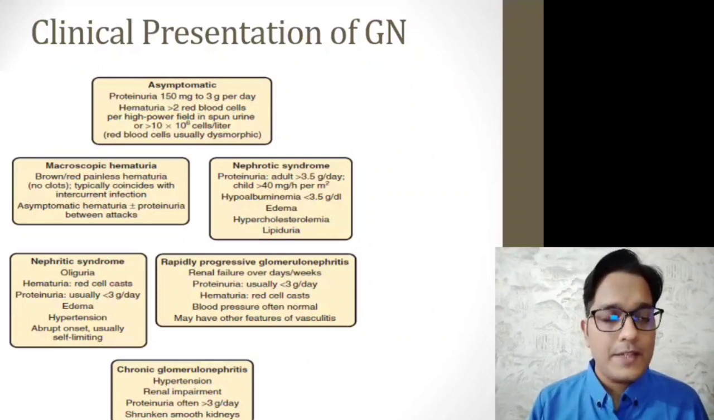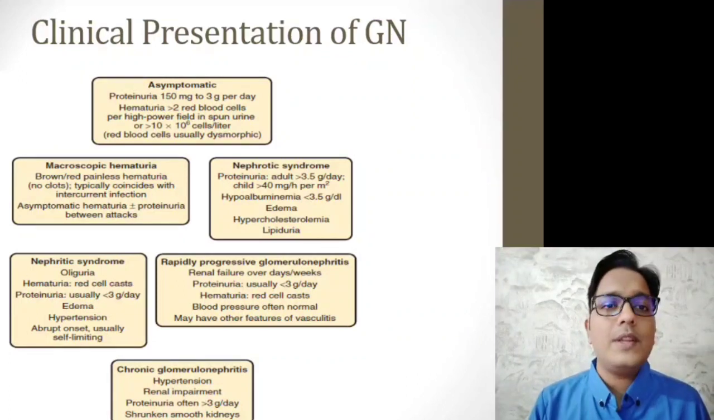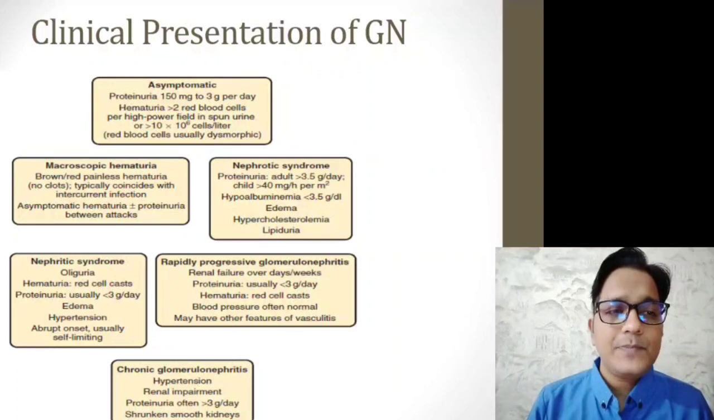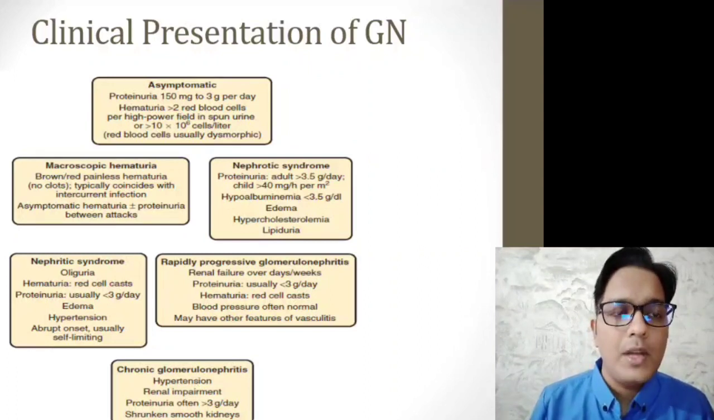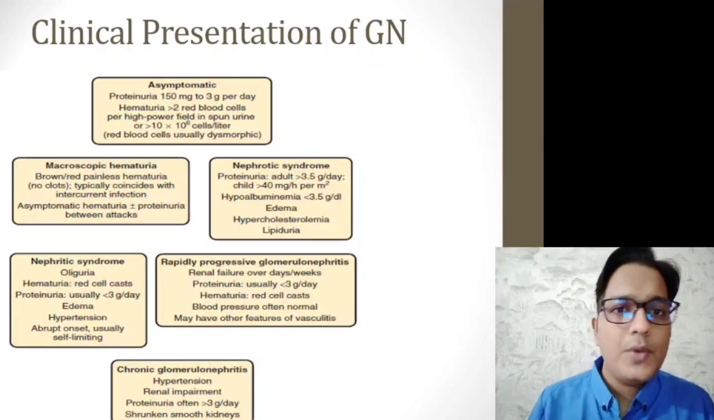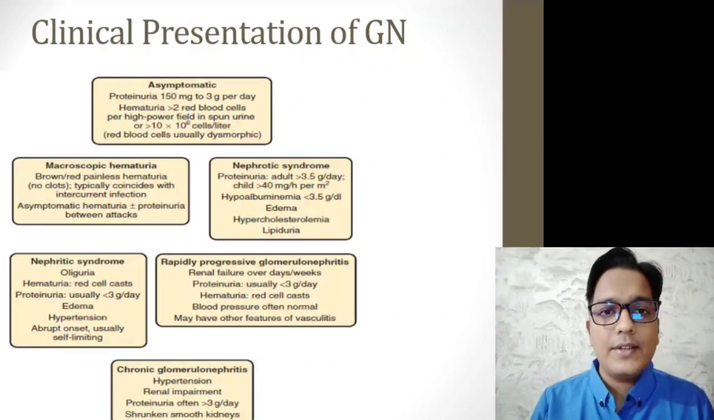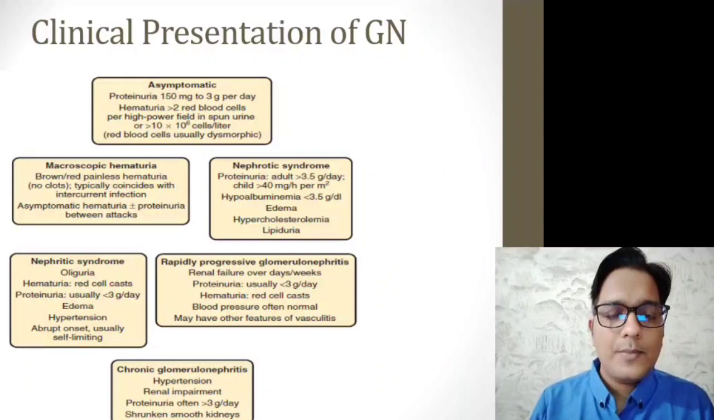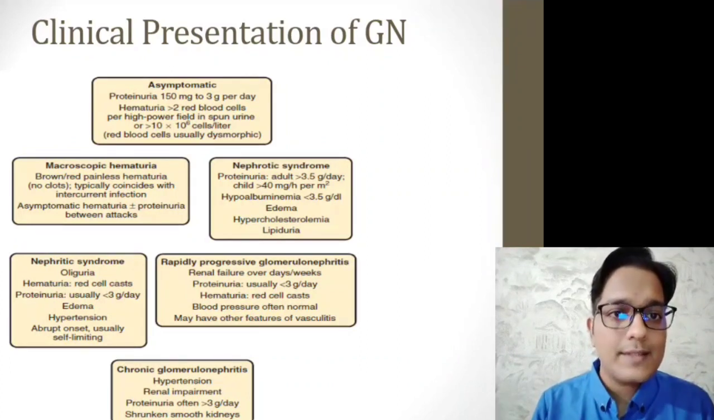So a patient of glomerulonephritis can present with nephrotic syndrome. Now come towards the nephritic syndrome. In the nephritic syndrome, there are symptoms of oliguria, hematuria. There are generally red cell casts and proteinuria, generally not nephrotic range, less than 3 gram per day, and there is edema, hypertension, and the most important thing is the duration.